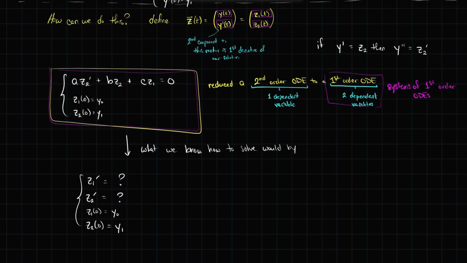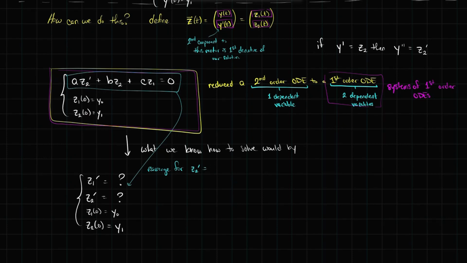All right, so what's happened below is that we've solved explicitly for z2 prime. So let's go ahead and grab this and rearrange for z2 prime equals something. Well, we can rearrange that just by subtracting b z2 and c z1 to the right-hand side, as well as dividing by a.